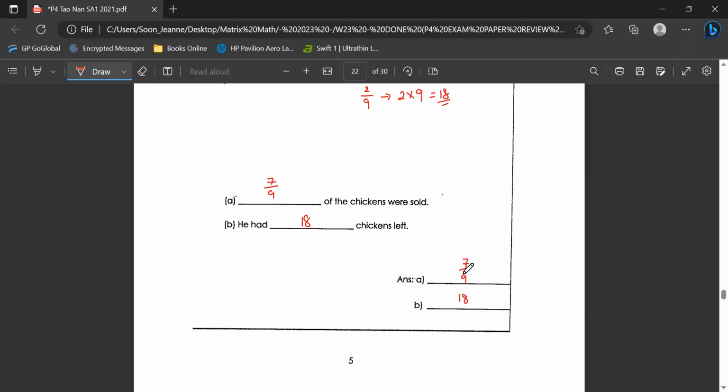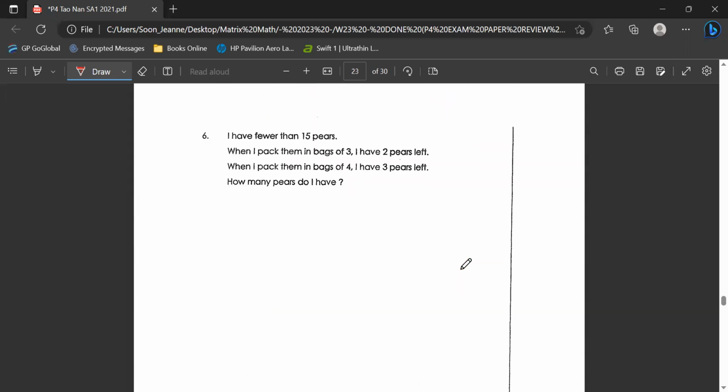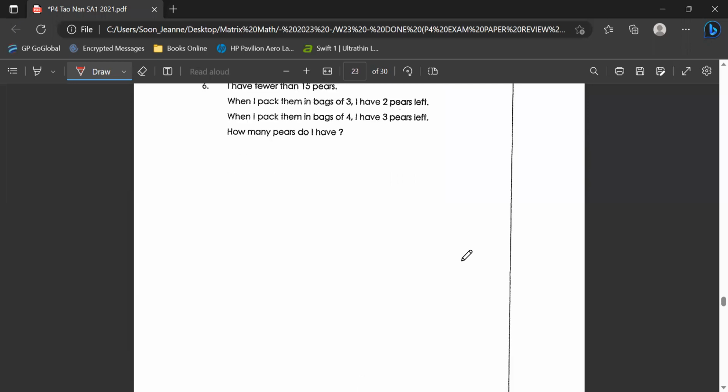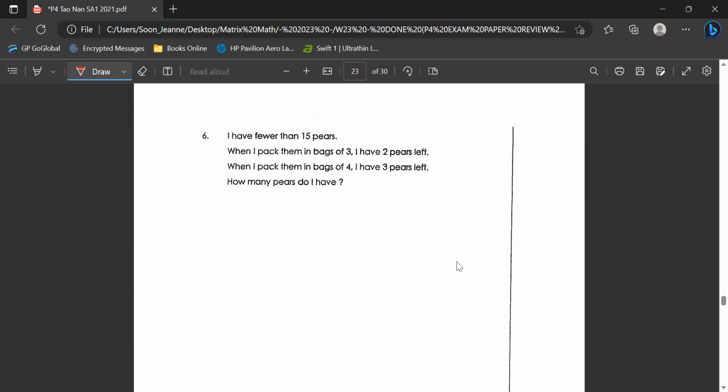Okay. Question number 6. I have fewer than 15 pairs. So your answer must be below 15. When I pack them in bags of 3, I have 2 pairs left. But when I pack them in bags of 4, I have 3 pairs left. How many pairs do I have? So you know that the number of pairs you have must be below 15 pairs.